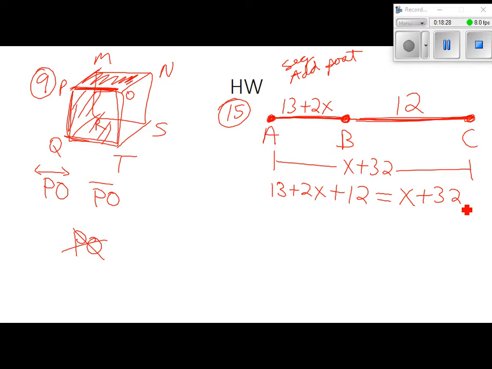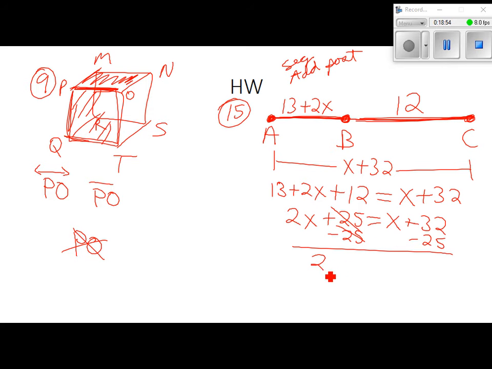Now you can just solve it. First, you should probably collect like terms. So it's 2x, 13 and 12 give you 25, equals x plus 32. Now you can take away 25. I'd probably do something else before that, but if you wanted to take away 25 first, that's fine. I'd get all the x's on one side first. So you're left with 2x equals x, what's 32 and a negative 25? Negative 7? Plus 7?